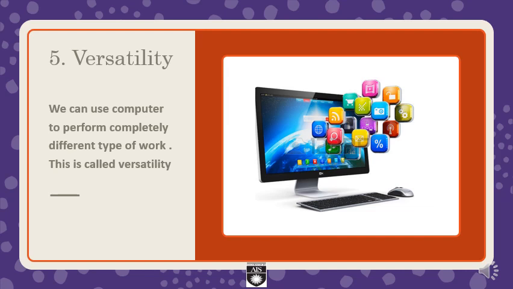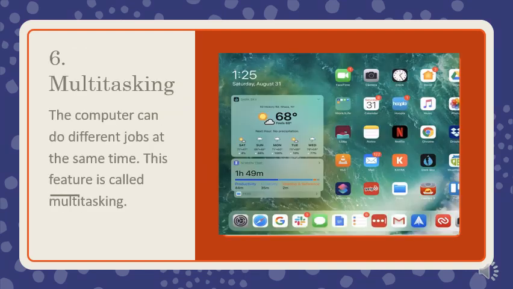Over here, we can see the fifth important characteristic of a computer, which is versatility, which means that a computer can perform different types of work. The sixth and a very important characteristic of a computer is multitasking. This means the computer can do different jobs at the same time.